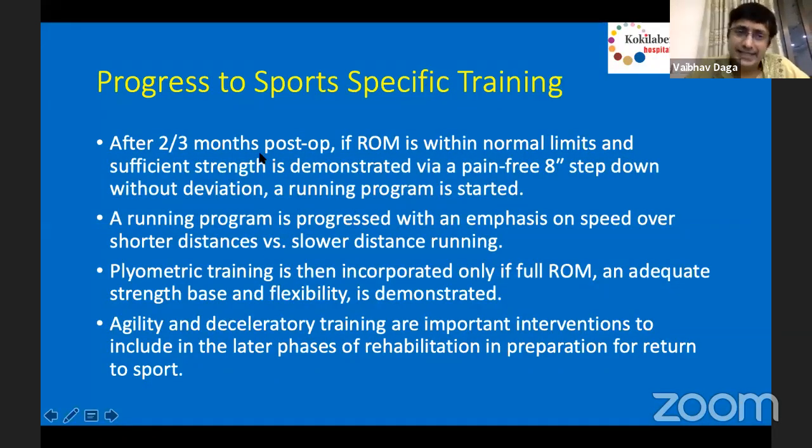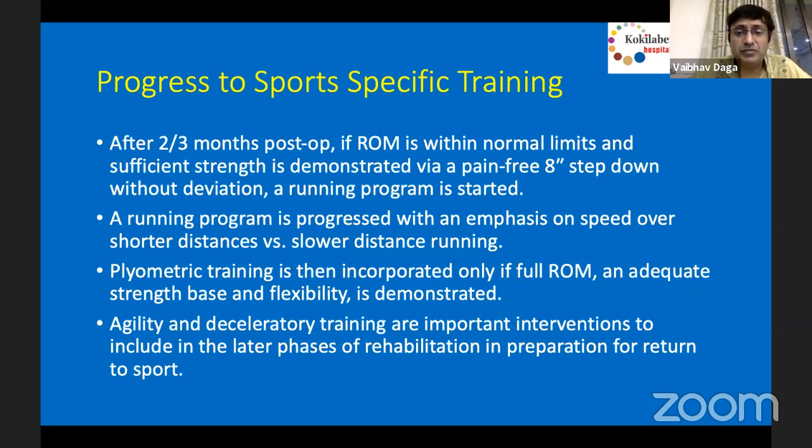So then the next step is to progress to sport-specific training. After 2 to 3 months post-op, if range of motion is within normal limits and sufficient strength is demonstrated via a pain-free 8-inch step down without deviation, a running program is started. You understand what an 8-inch step down without deviation is? All right. So if that is cleared, that's the time when you can really start the running.